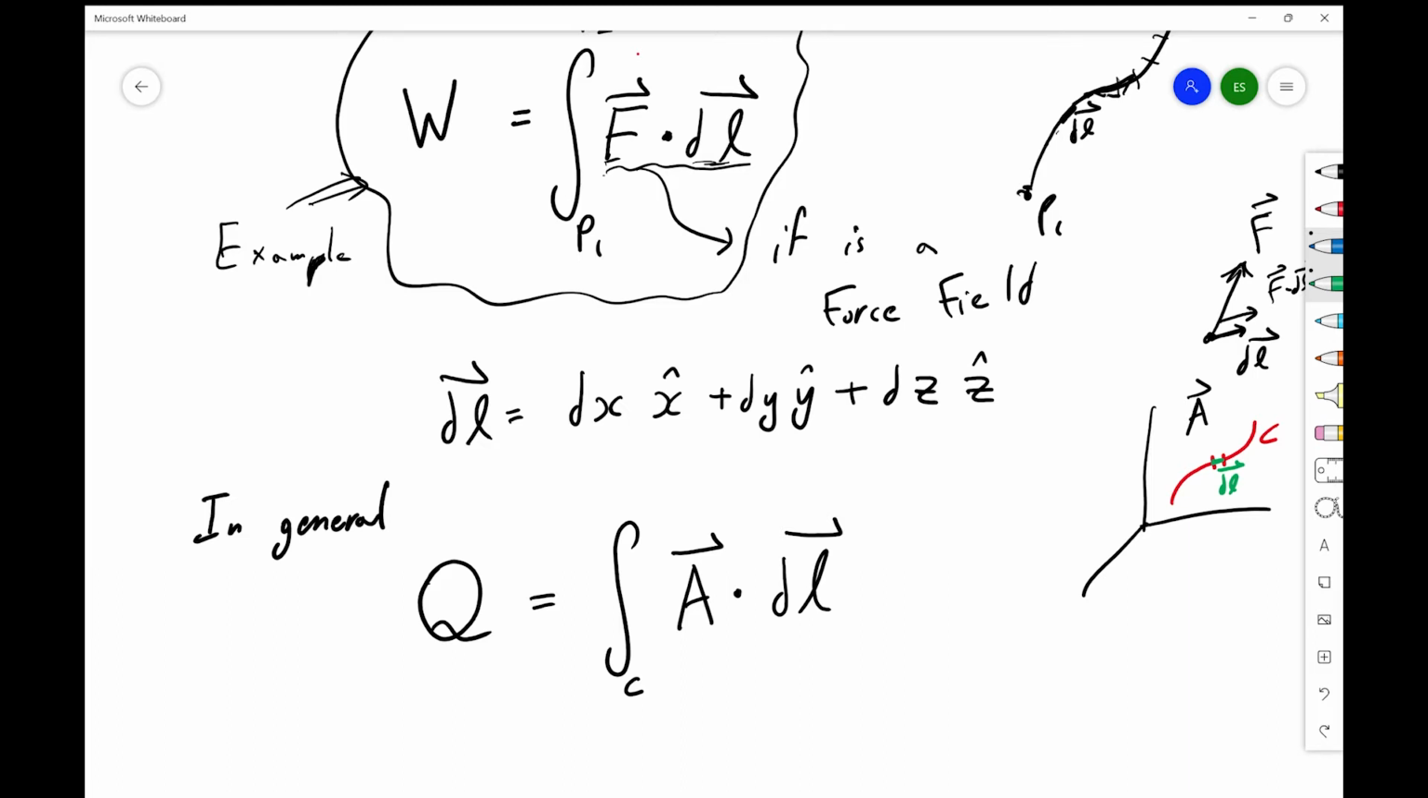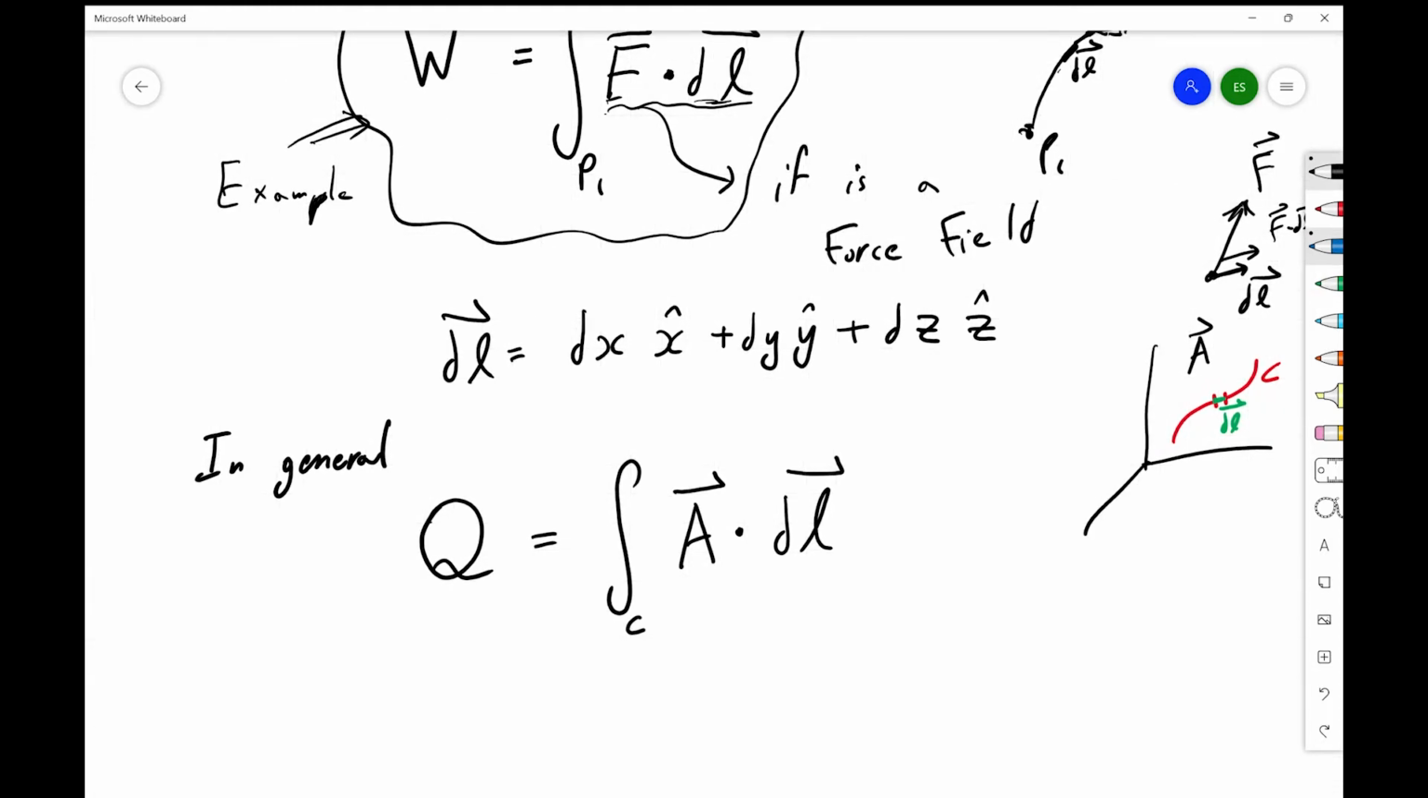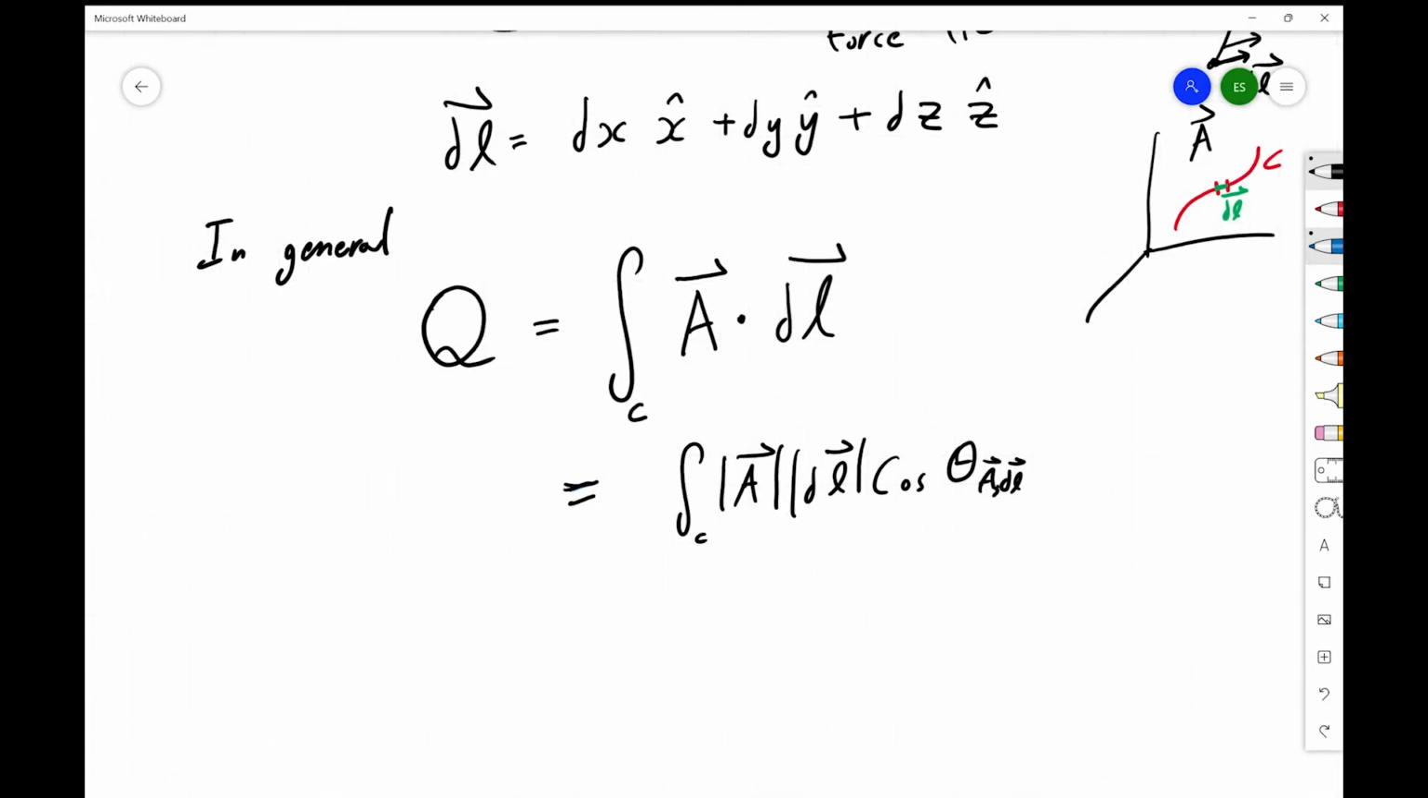And I can apply the geometrical interpretation of the dot product, right? I remember we studied that. This is just going to be the integral of the magnitude of A, the magnitude of dl, cosine theta, the angle between A and dl at every point. So this is one way of doing the integral.